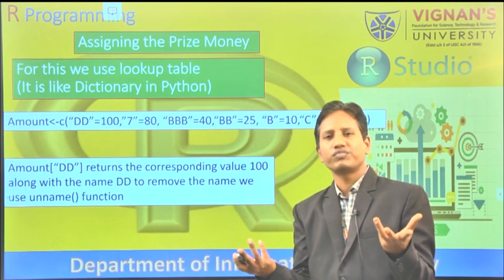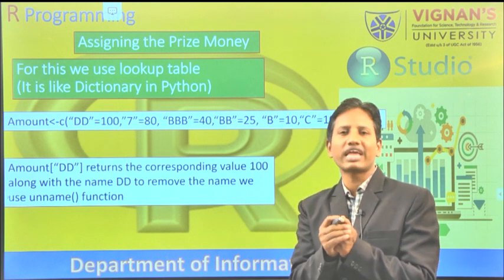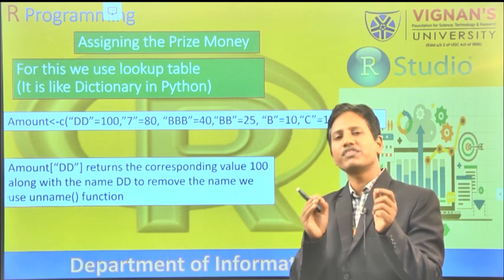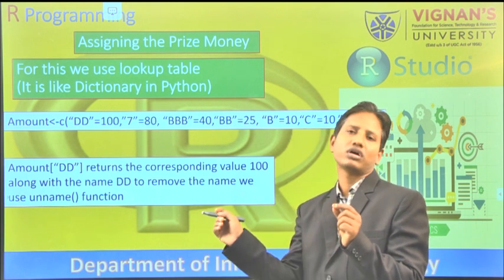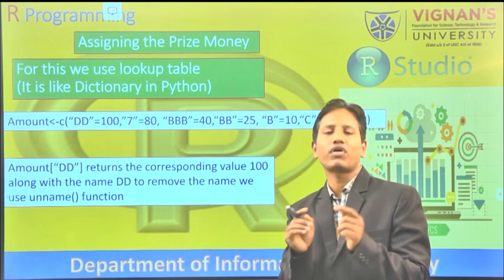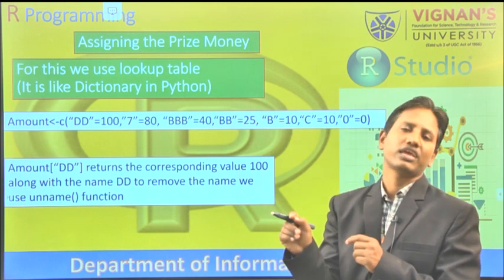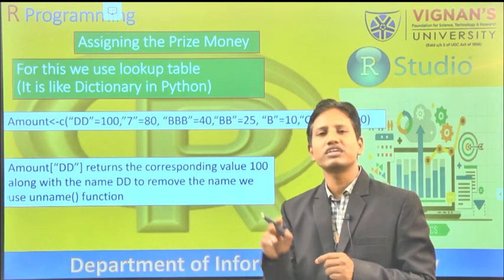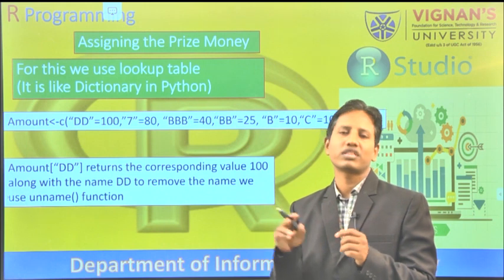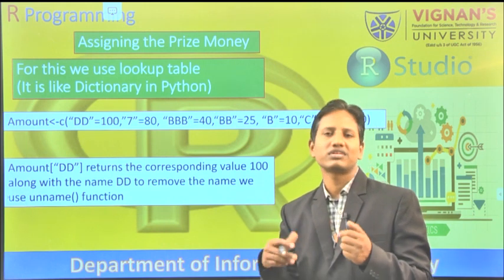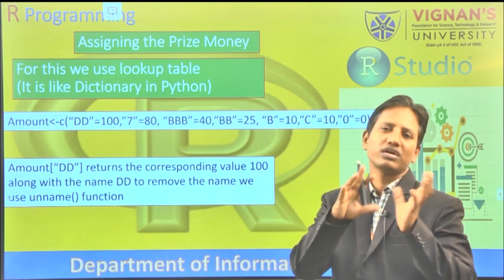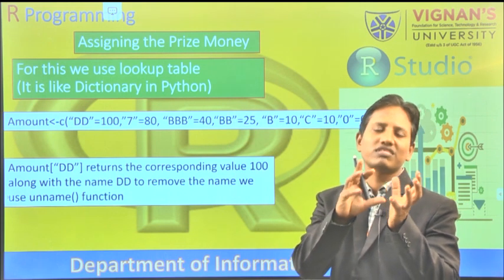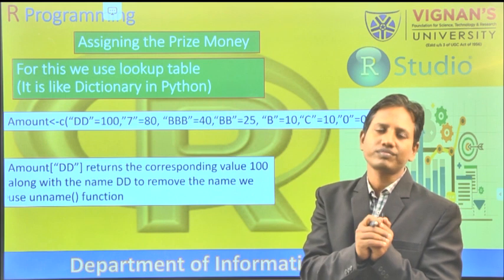Of course, if we use the if else condition, I can check, that is, if all DD's are there, then the prize money is equal to 100. If all 7s are there, it's 80. If all triple B's are there, it's 40. All double B's are there, 25. Single B's, 10. Like this I can put all conditions. This is something okay, but disgusting, and not clear.